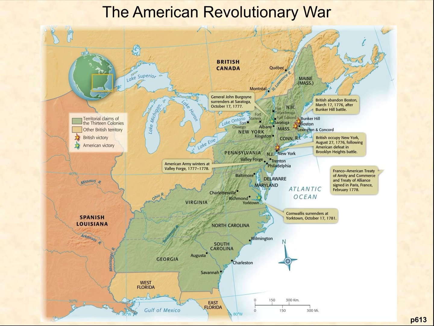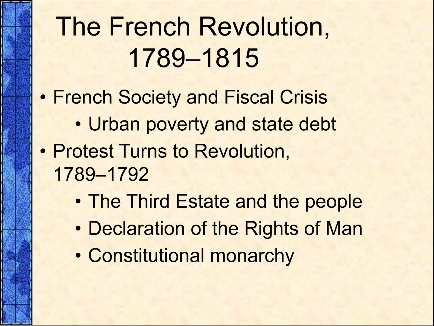This is a map of some of the major battles that took place. As you look there towards the bottom, Cornwallis surrenders in October of 1781.